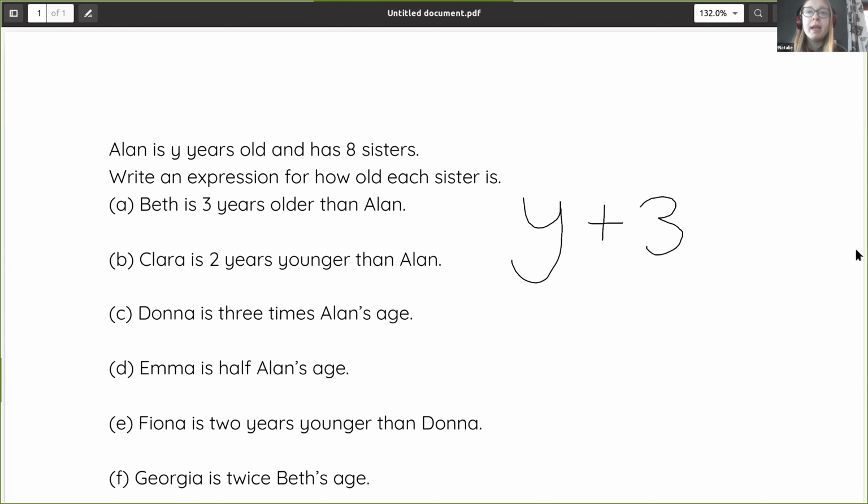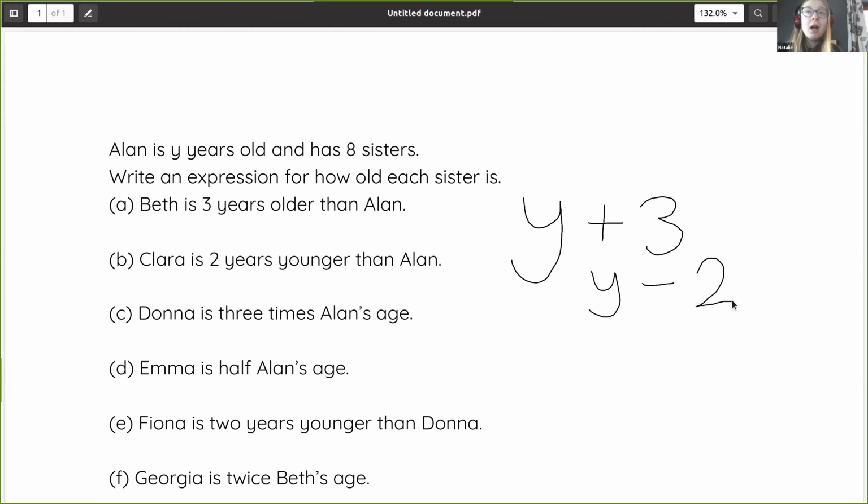Let's have a go then at B. Clara is 2 years younger than Alan. How could we write that? Have a go now. How could we write Clara is 2 years younger than Alan? Well, we could write that as Y take away 2. Did you get it right? Don't worry if you didn't. This stuff is very, very tricky. And if you did, brilliant. Well done.